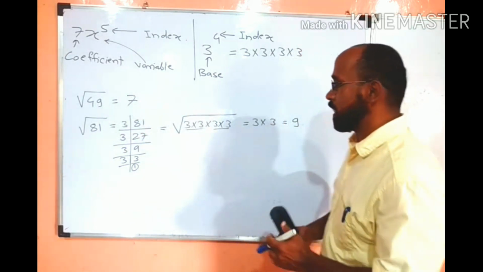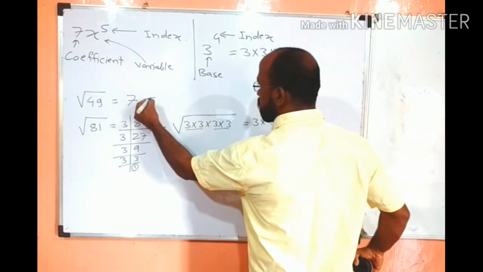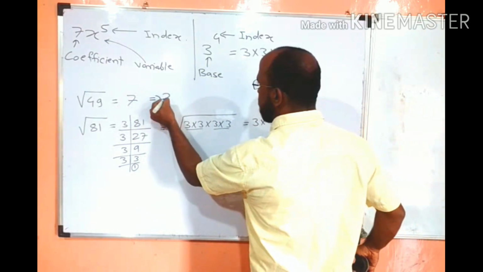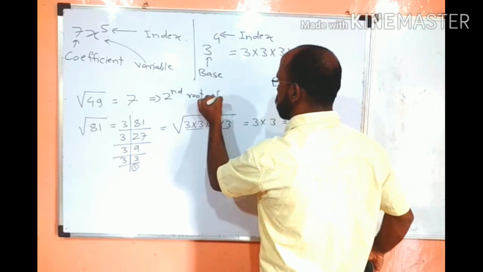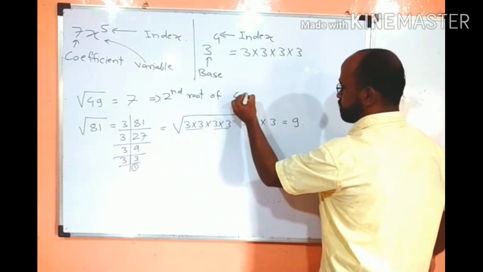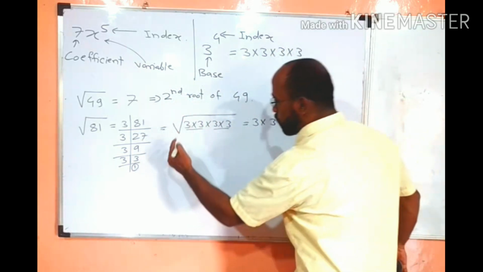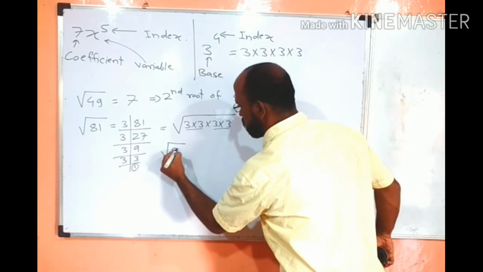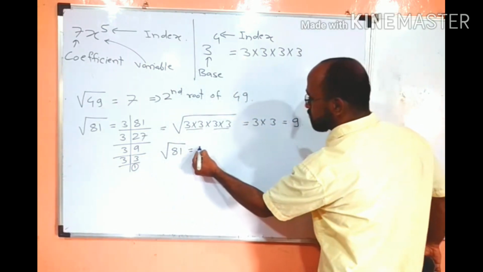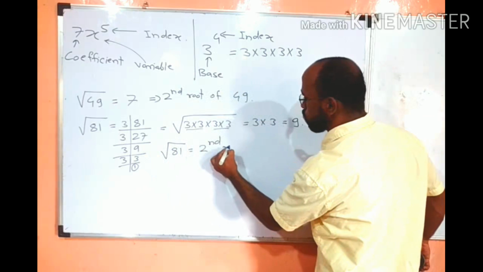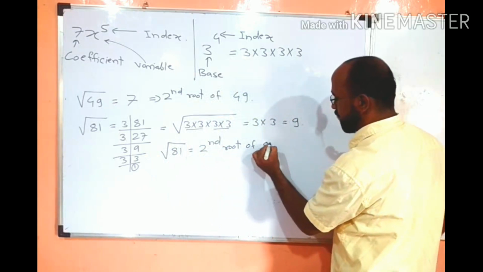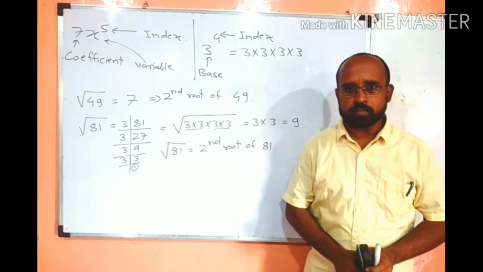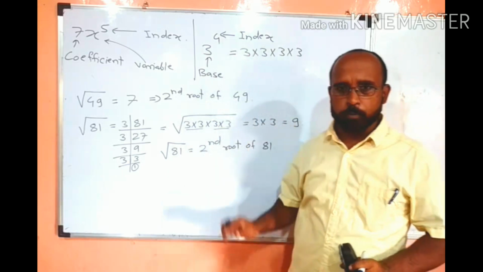Square root 49 means second root of 49. Similarly, root 81 is nothing but second root of 81. Clear, students? Revise up to this.